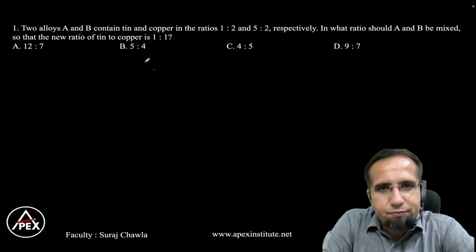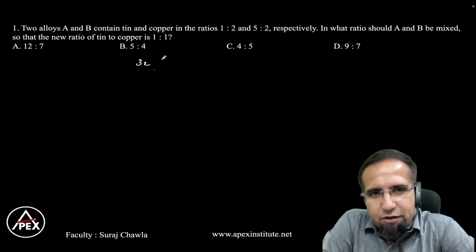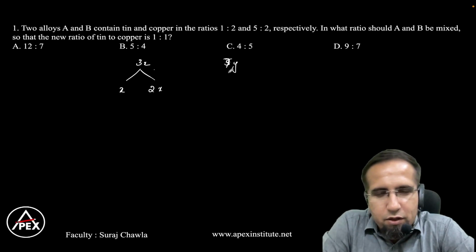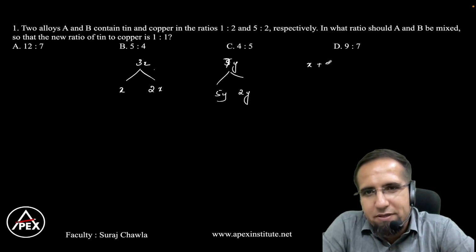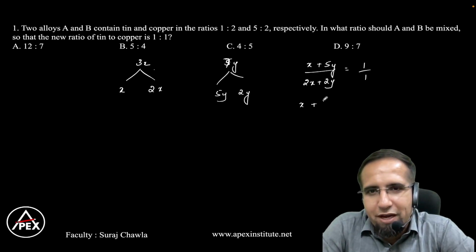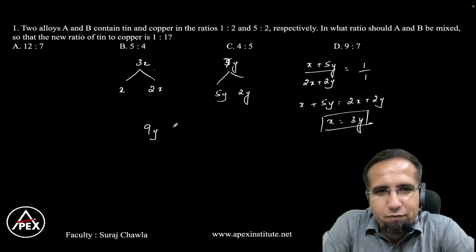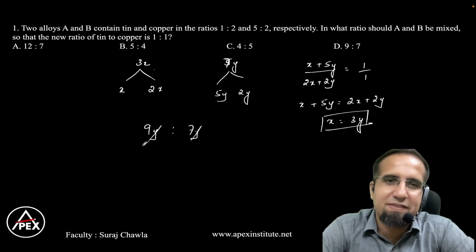So, I assume that I am taking 3x liters of the first one, which is in the form of x and 2x. Similarly, I take 7y of the second, which would be in the form of 5y and 2y. So we can write this as (x plus 5y) divided by (2x plus 2y) should be in the ratio of 1:1, or we can equate both of them. So we get x plus 5y is equal to 2x plus 2y, or we get x is equal to 3y. So once we get x is equal to 3y, we can replace here 3 into 3y would be 9y and 7y. That means they are mixed in the ratio of 9:7.